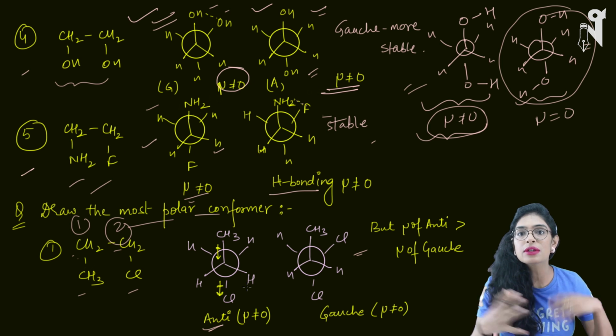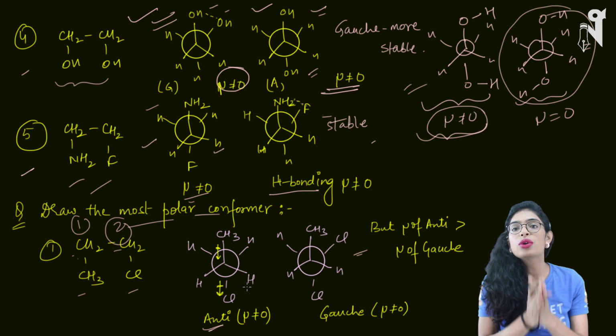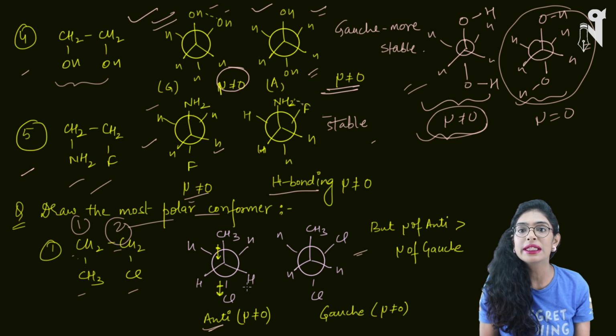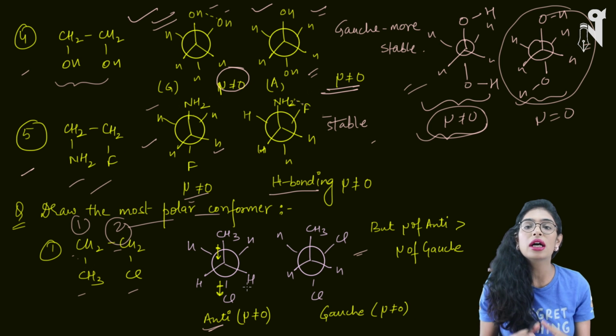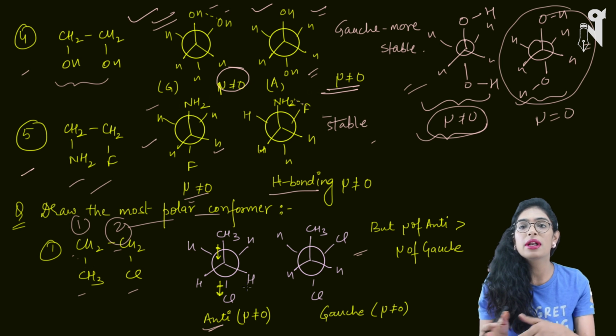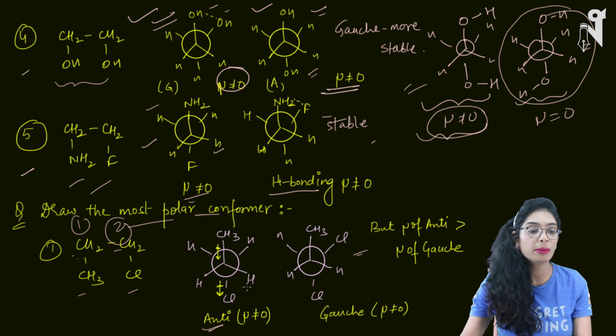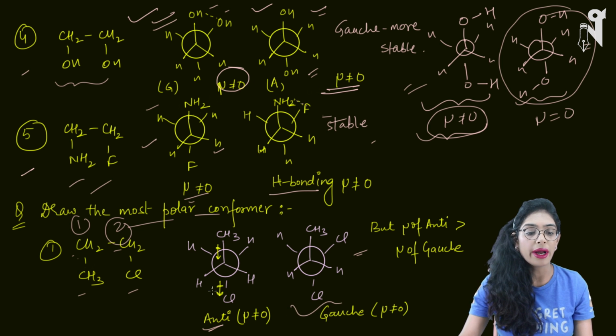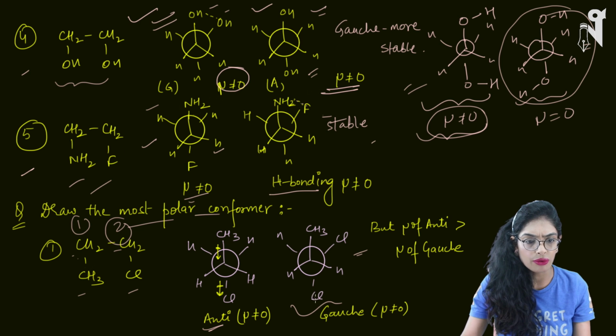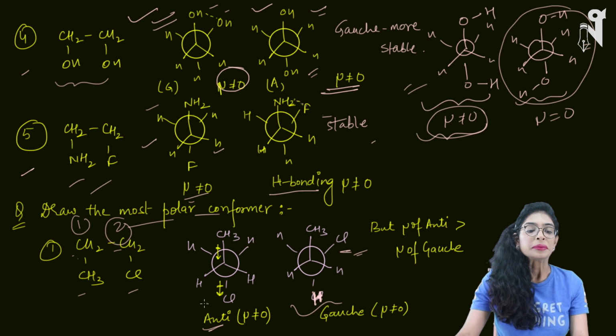It's not anti, but it is in the form of anti, where these two repelling groups are opposite to each other completely. And the general saying is that the antis are more stable and they have zero dipole moment. But look at it. It has a much greater dipole moment as compared to the gauche. Why? I think I have written something wrong over here. I think it should not be chlorine, it should be hydrogen. Okay, please correct it. This is hydrogen over here and chlorine is here.